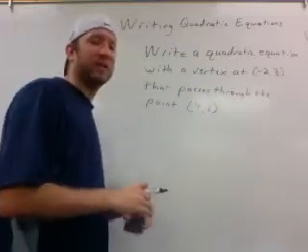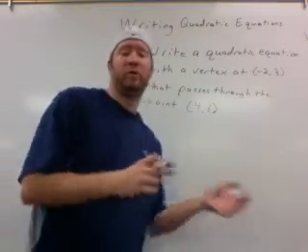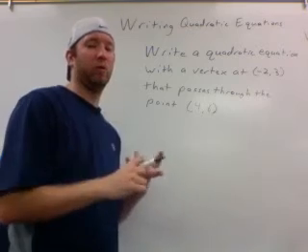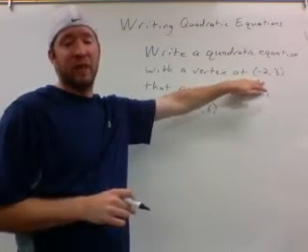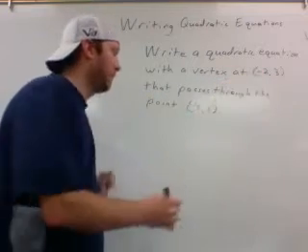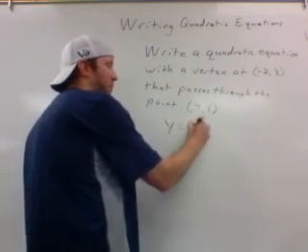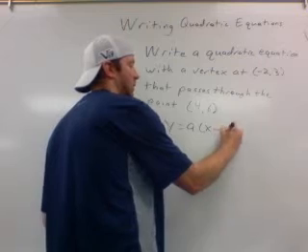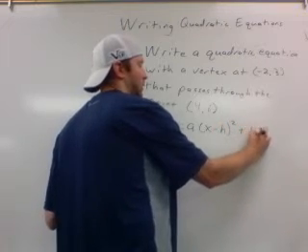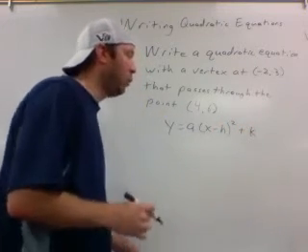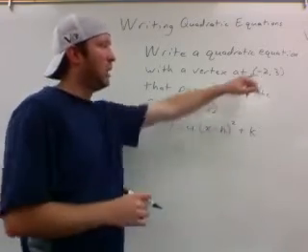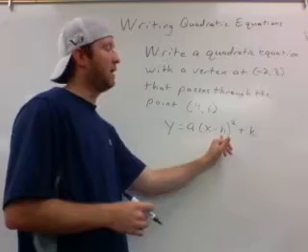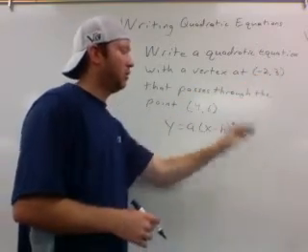Well, first thing I have to decide is which form should I use? Vertex form, intercept form, or standard form? Well, logic would say since I'm given the vertex, I should probably use vertex form. So I have y equals a(x minus h) squared plus k. One of the things that you should have seen before is that (h, k) is the vertex. So negative 2 goes in for h, and 3 goes in for k.